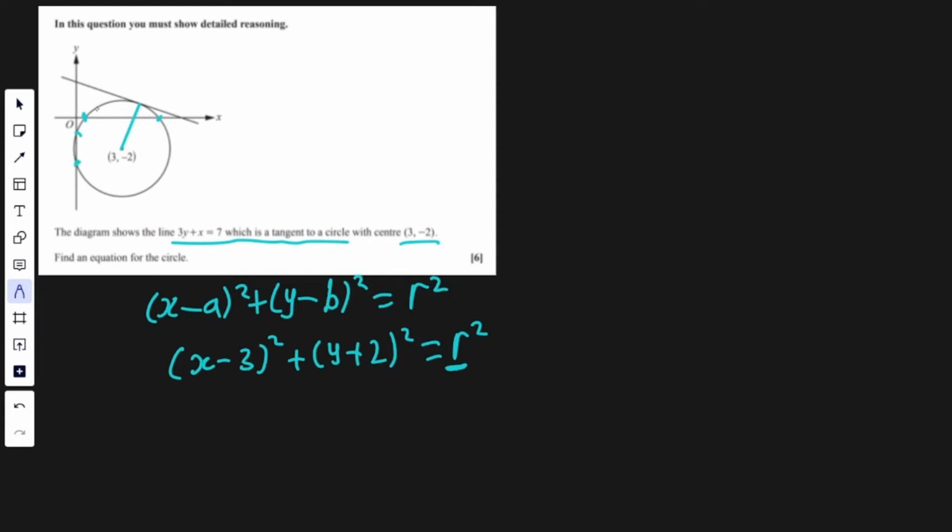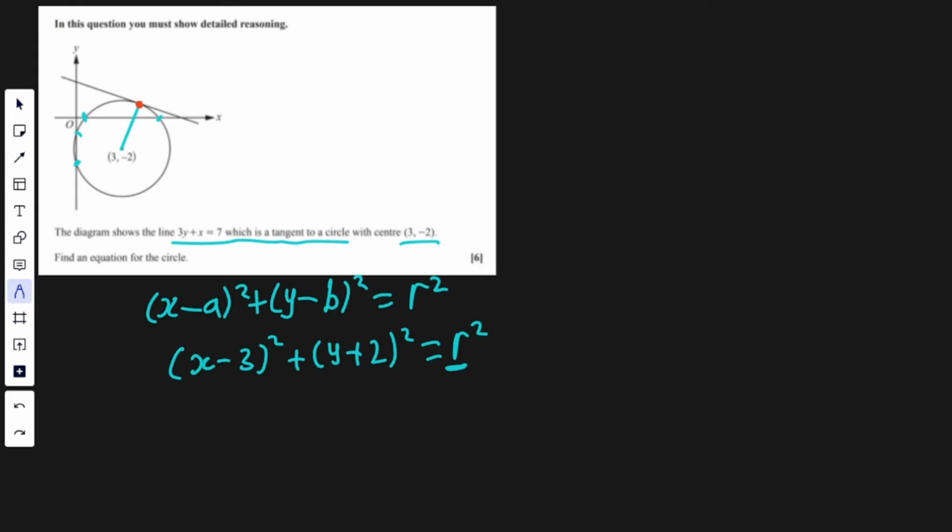But they don't take into account our tangent. And the other key point is where the radius and our tangent meet. And this is what we're going to try to find. So I know this tangent, I can find my radius, and then we're going to find where they meet. That gives me a point. I put that point into here.